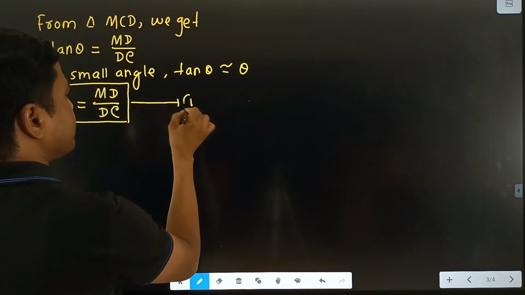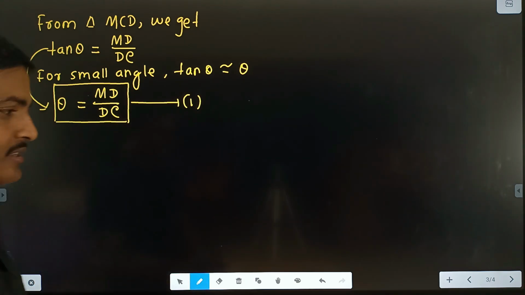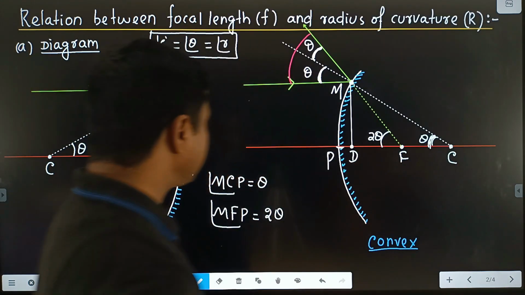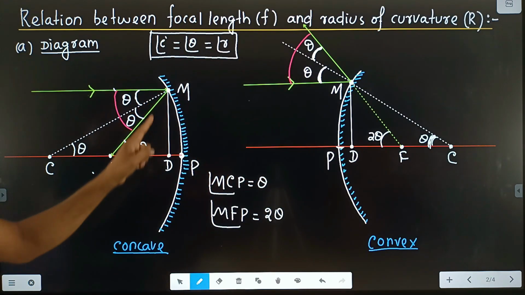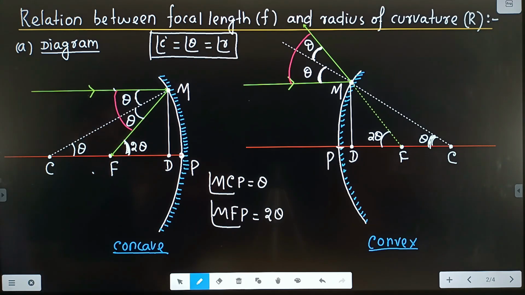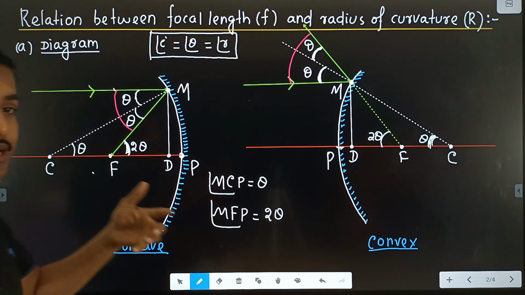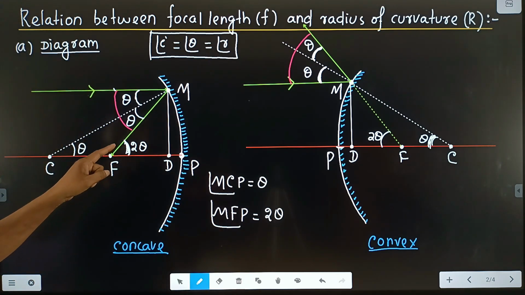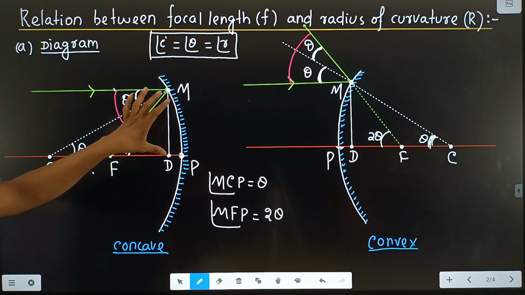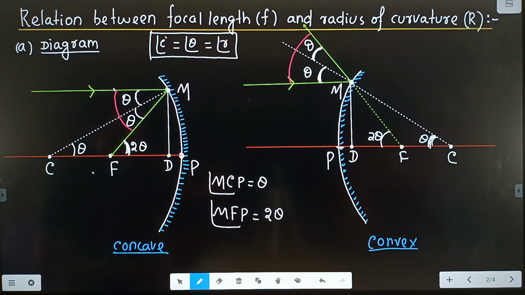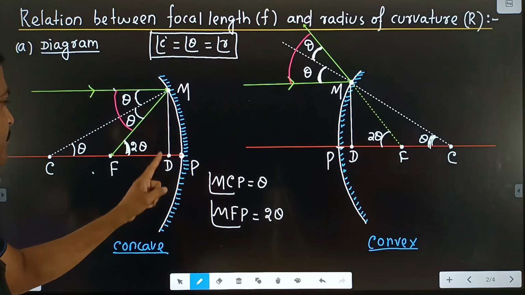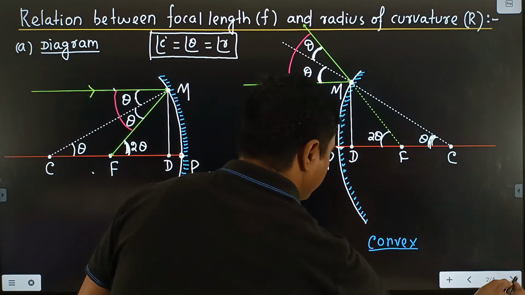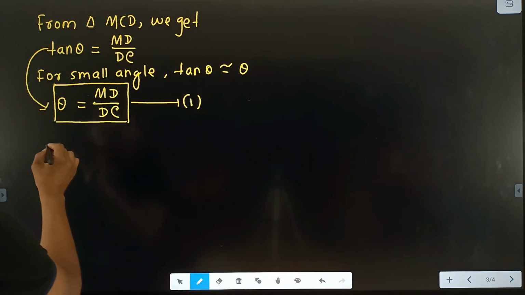Similarly, another right angle triangle is there, that is triangle MDF. Here we calculate tan 2 theta, where the angle is twice theta. So tan 2 theta is equal to MD divided by DF. The triangle is MDF.